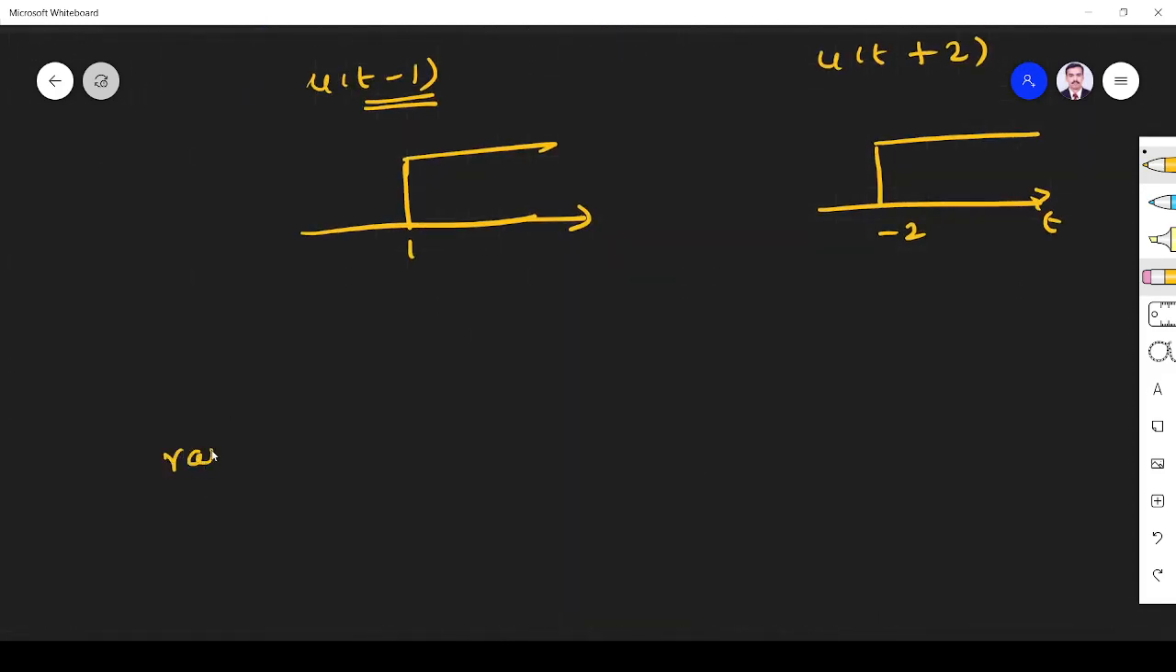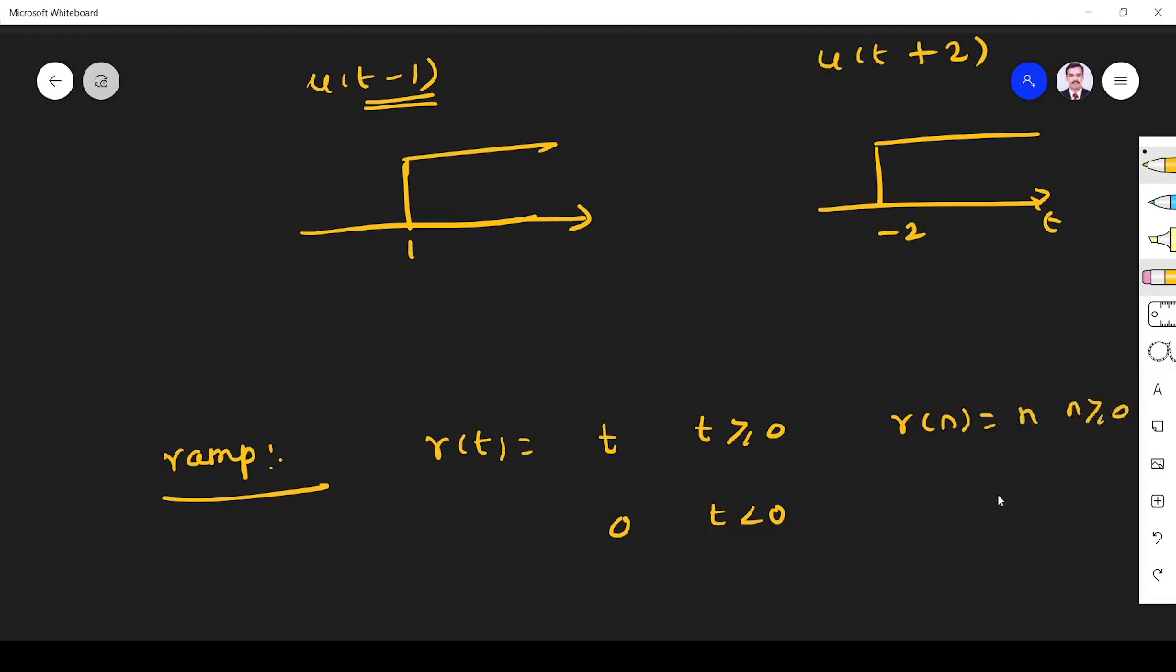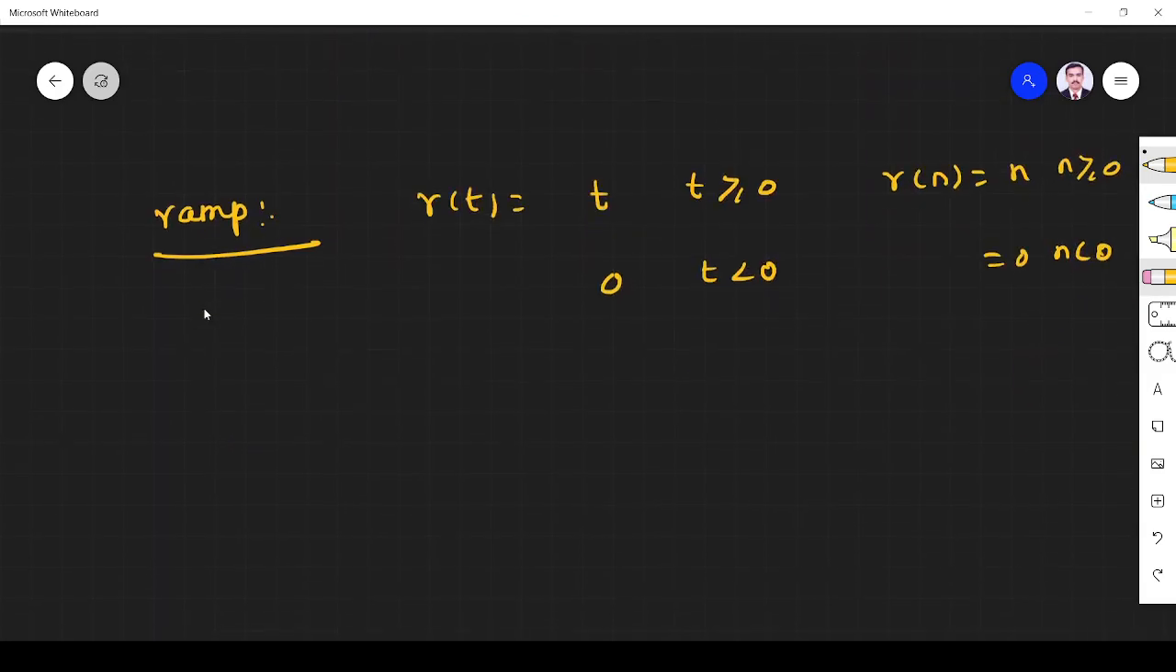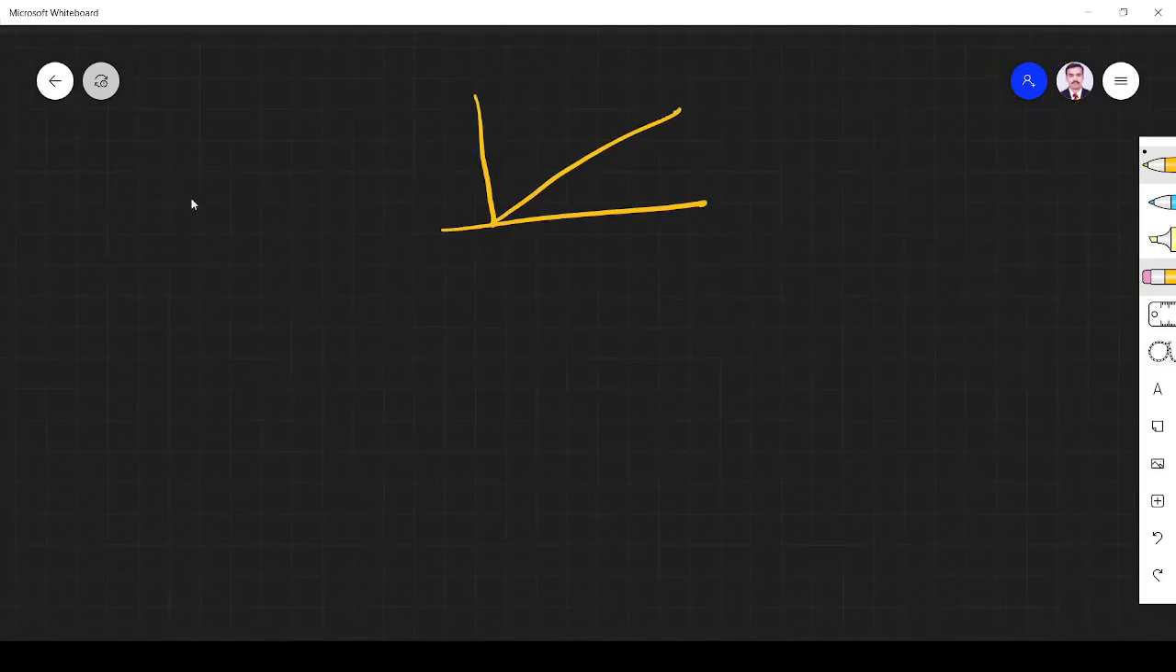Then we have the ramp. Right? So the ramp is given by r of t. R of t is equal to t when t is greater than or equal to 0, 0 when t is less than 0. Similarly, r of n is equal to n when n is greater than or equal to 0, 0 when n is less than 0. Right? So it is unit ramp. Okay. So these are all the fundamental signals you have to know.